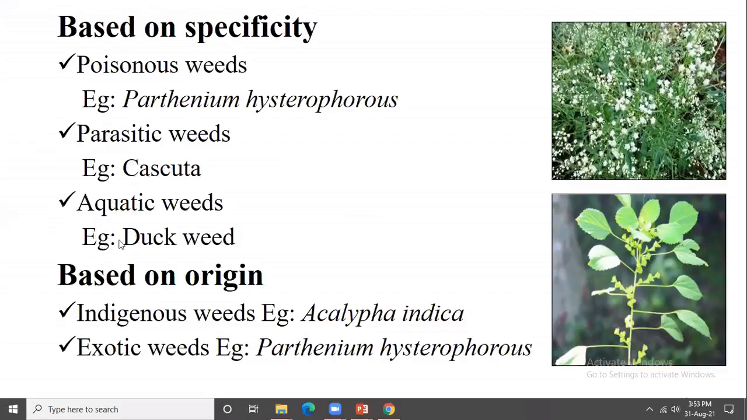And parasitic weed, what is the aquatic weed? This is your discussion part. And origin, what is that? Based on origin, like that I teach.